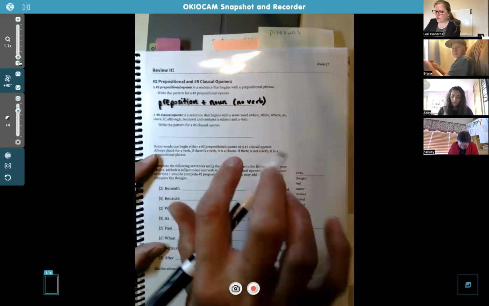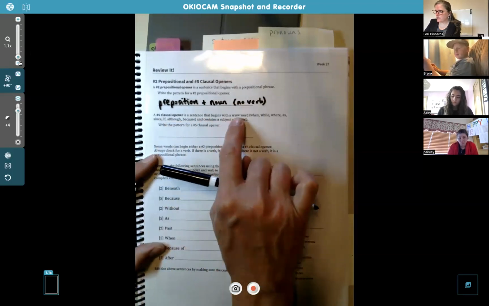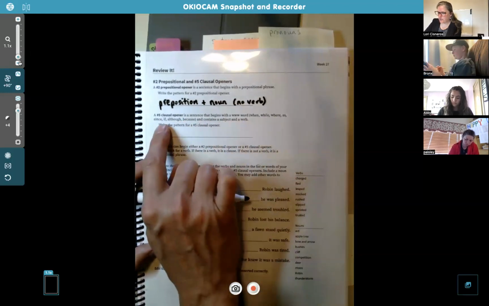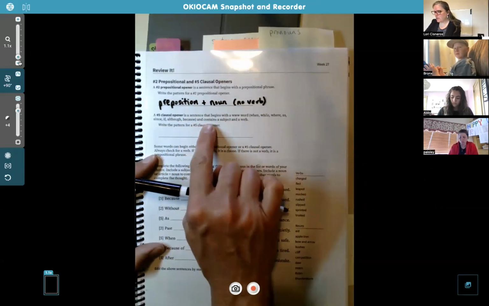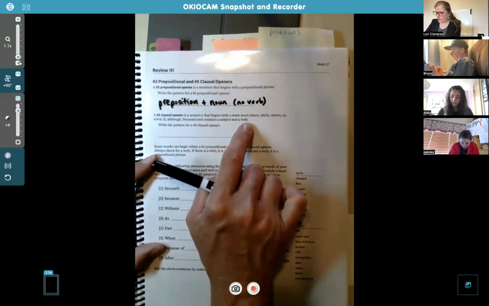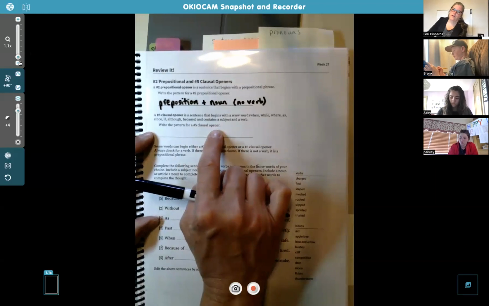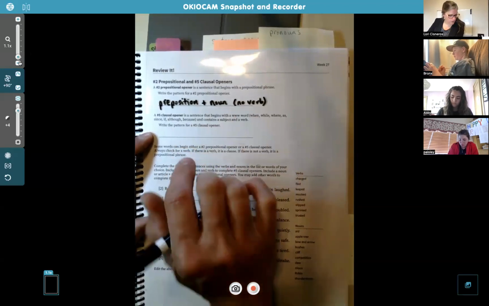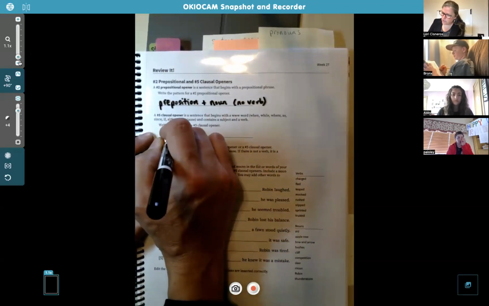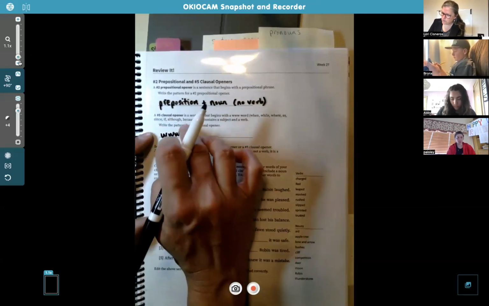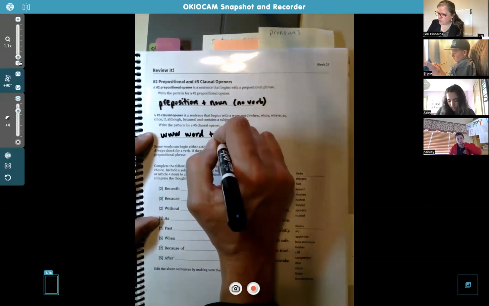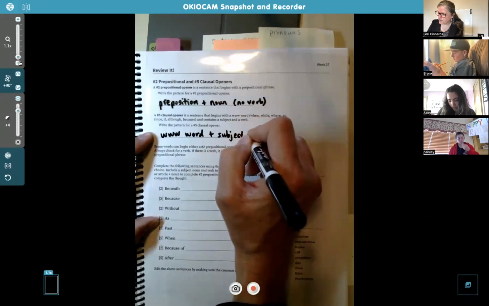Okay, and then it says number 5, clausal opener is a sentence that begins with a www word. You know that, www.asia.b. When, while, where, as, since, if, although, because, and contains a subject and a verb. Write the pattern for a clausal opener. So remember, phrases don't have a verb, clauses do. So for this clause, you're just going to write www word, plus a subject, plus a verb.